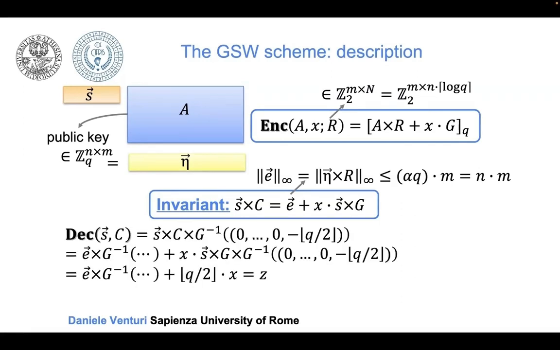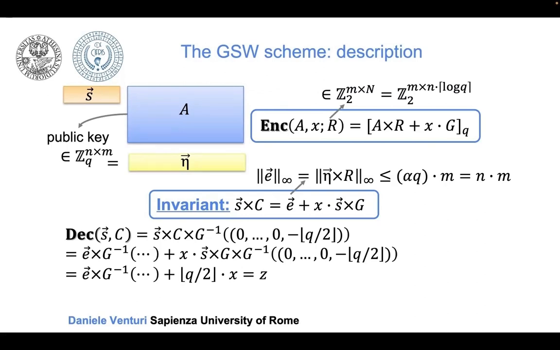And so then how do you decrypt? It's actually very easy to decrypt. What you do to decrypt is just compute S times C times the G inverse of this vector, which has all zeros and ends with minus Q alpha. The reason why this works is very easy to see if you work out the math: remember that this vector S has -1 at the last entry. So when you do this product, essentially what you get satisfies the following.